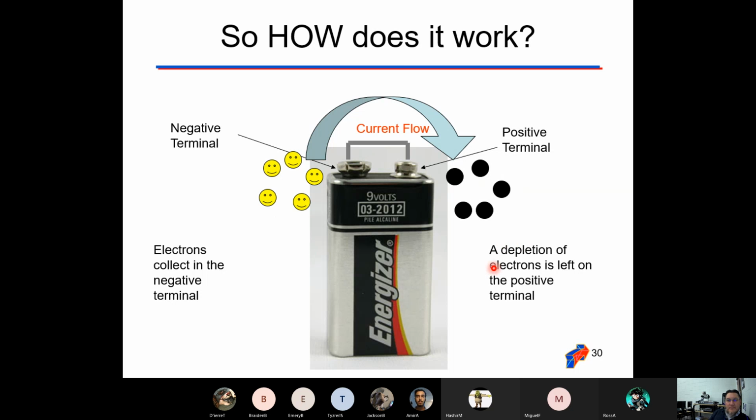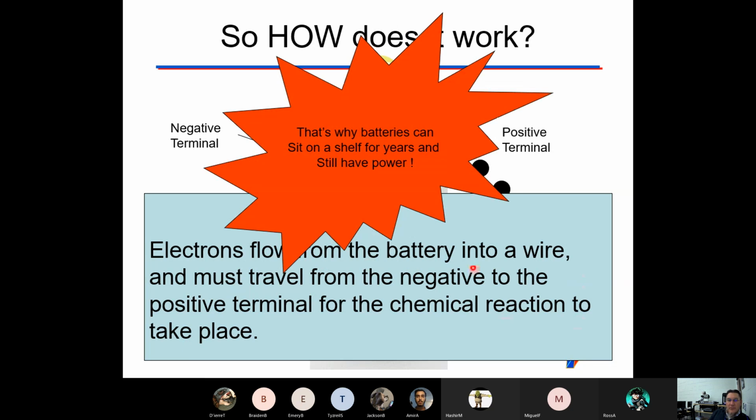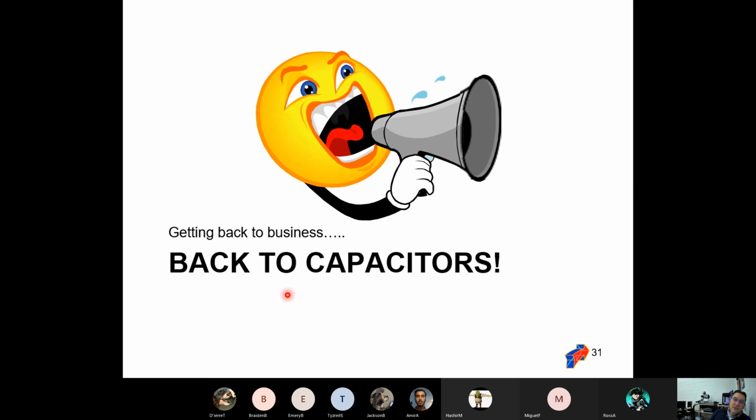That would be difficult. And so that's how it works. Electrons flow from the battery into the wire and then must travel from the negative to the positive terminal for the chemical reaction to take place. That's why batteries can sit on a shelf for years and still have power, because those electrons are just sitting there until you connect them. As soon as you connect those wires up, they start moving. But we're not really here to talk about batteries. We're here to talk about capacitors.